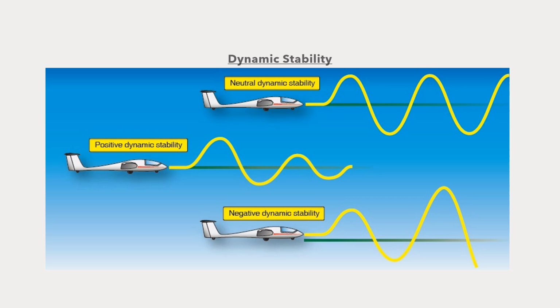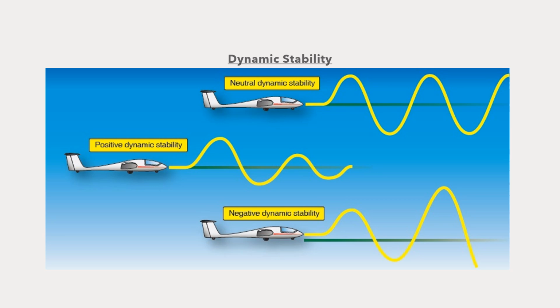Positive dynamic stability is better than that. It still oscillates around the equilibrium point, but it gets progressively closer to the equilibrium point each oscillation. The oscillations keep getting smaller and smaller.